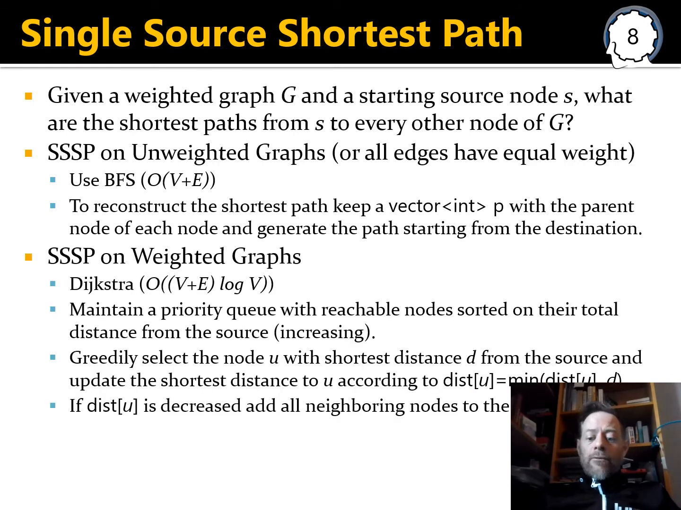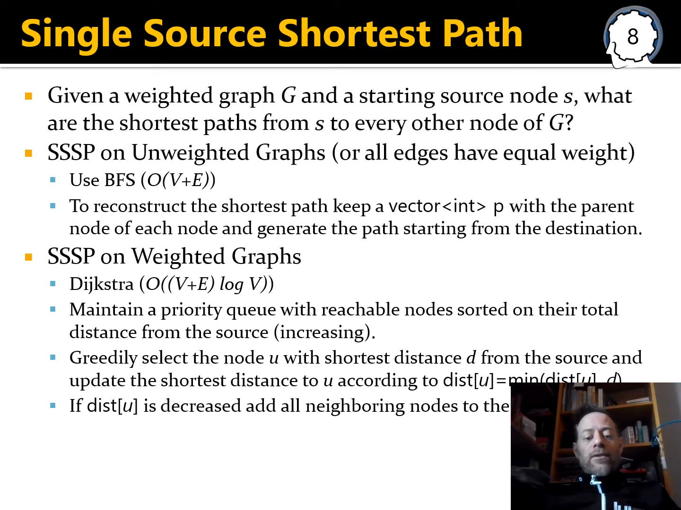If we have a weighted graph, so the different edges have different weights, then we need something a bit more elaborate. Here the best algorithm is called Dijkstra. Dijkstra is actually quite similar to best first search, in that we keep track of a priority queue with reachable nodes sorted on the total distance from a source. So we visit the nodes based on the shortest distance to the start node, or the source node.